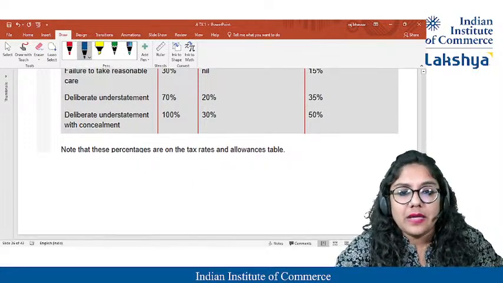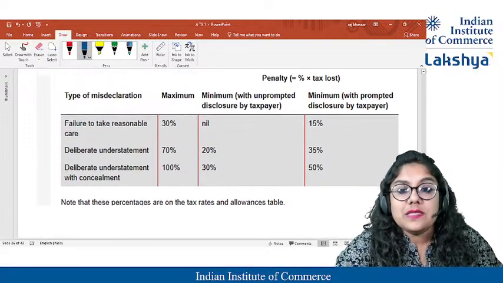So even that can be done. Okay, you just have to read it. What's the penalty of misdeclaration?